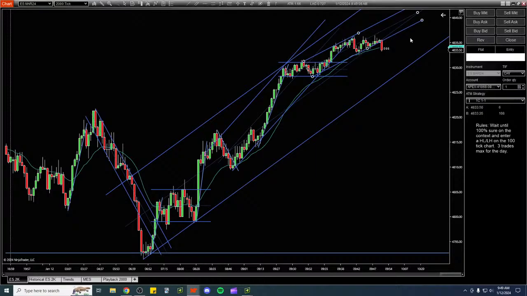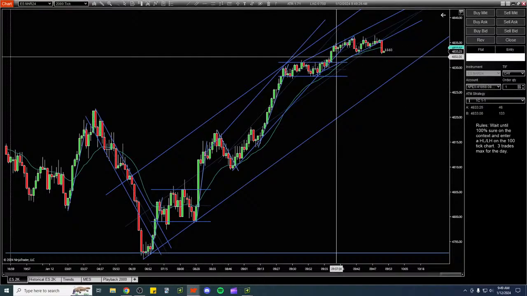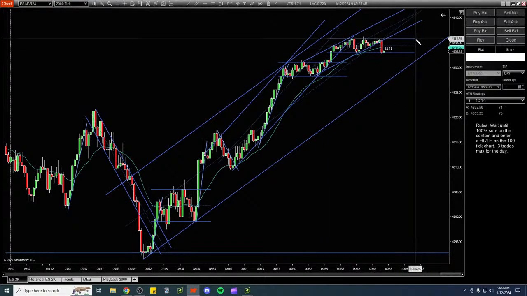So clearly there's some resistance up here. Looks like it's right there. Might even be a little bit of a range right here.